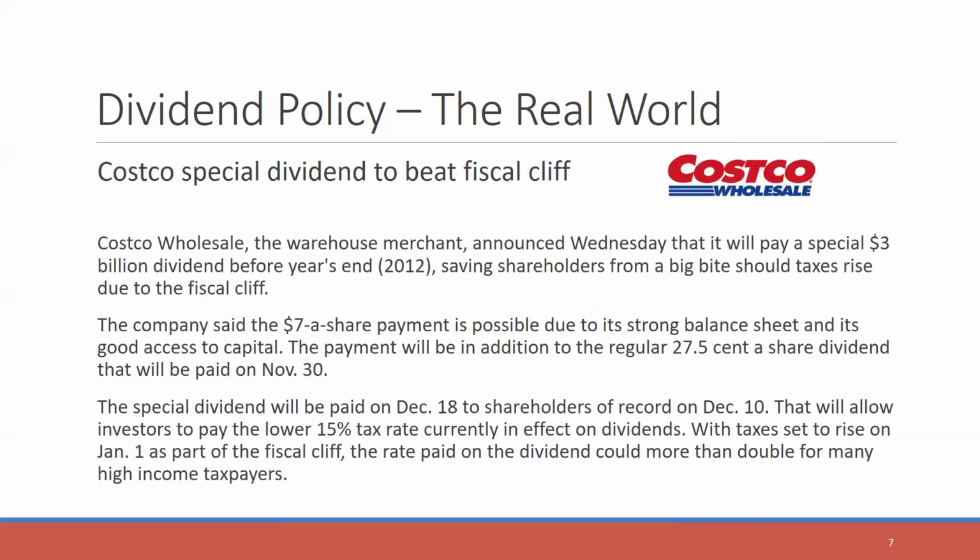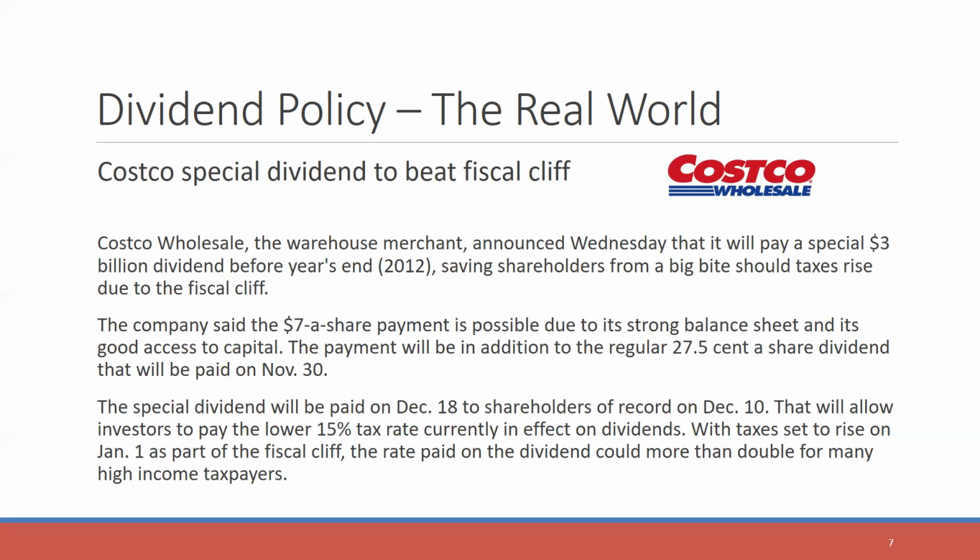So in response to this projected fiscal cliff, Costco decided that it had to do something. Costco, the warehouse merchant, announced Wednesday that it will pay a $3 billion dividend payment before year's end 2012, saving shareholders from a big bite should taxes rise due to the fiscal cliff. The company said that a $7 a share payment is possible due to its strong balance sheet and its good access to capital.